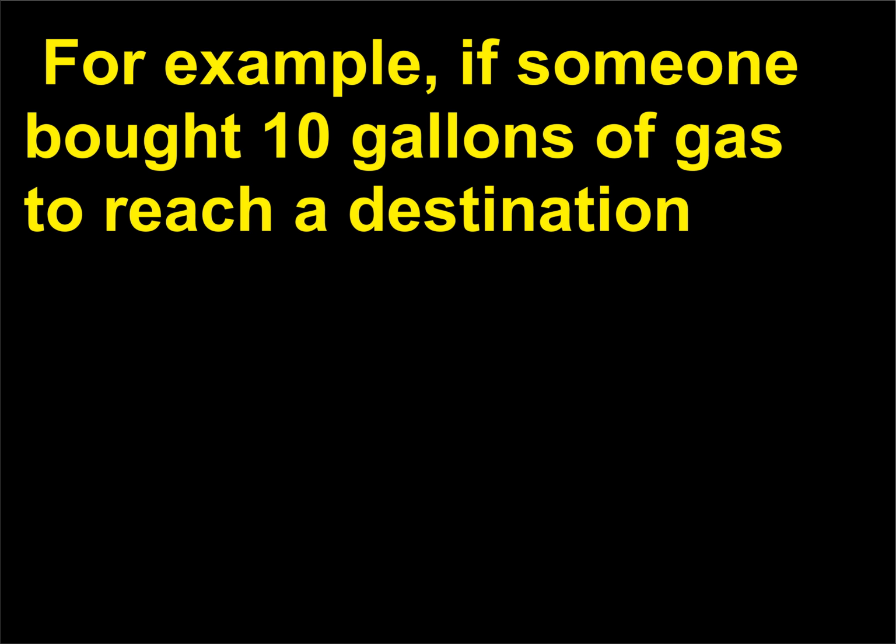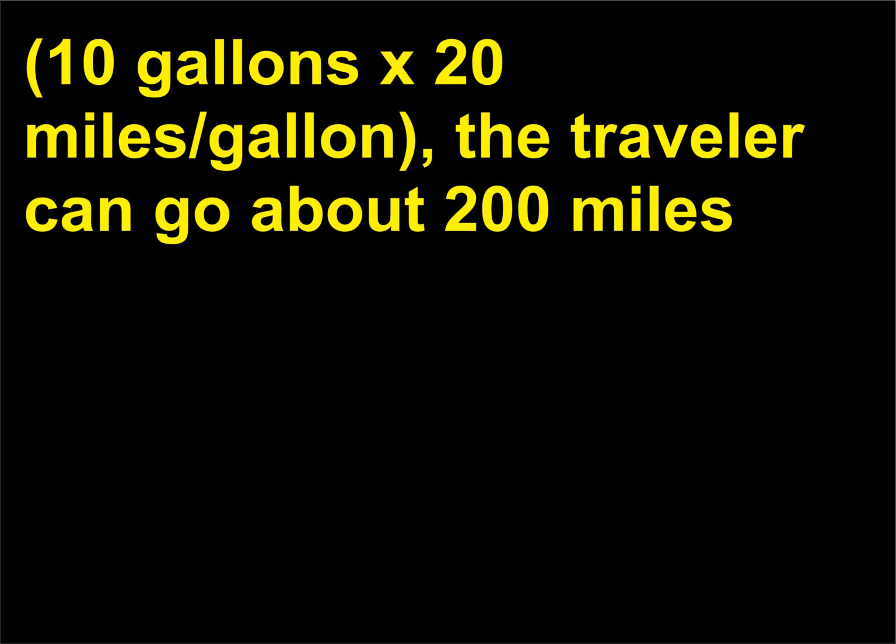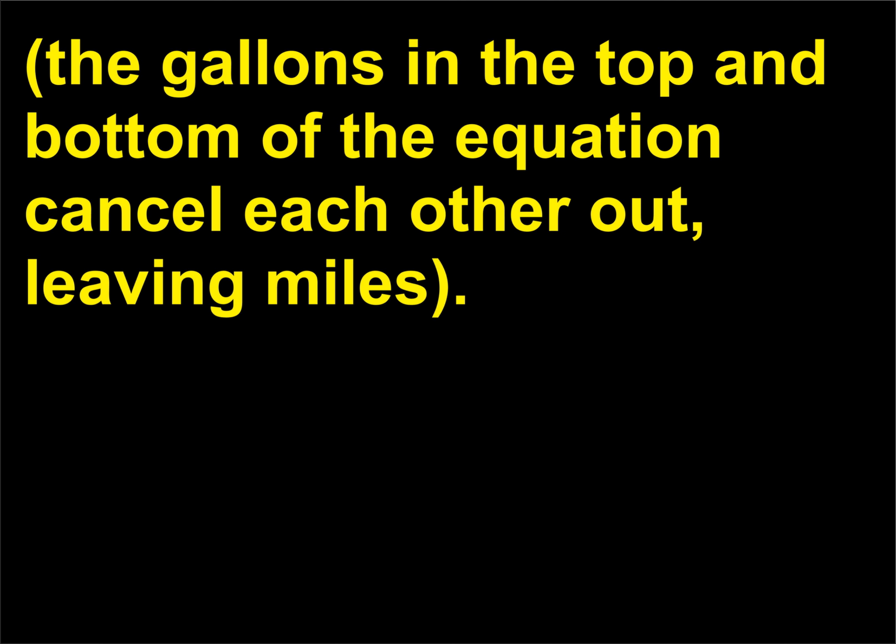For example, if someone bought 10 gallons of gas to reach a destination, 10 gallons x 20 miles/gallon, the traveler can go about 200 miles. The gallons in the top and bottom of the equation cancel each other out, leaving miles.